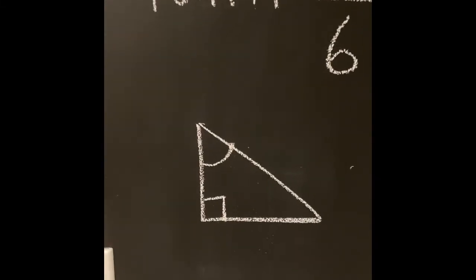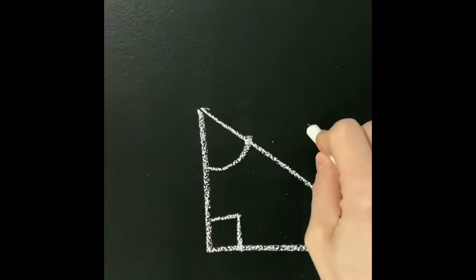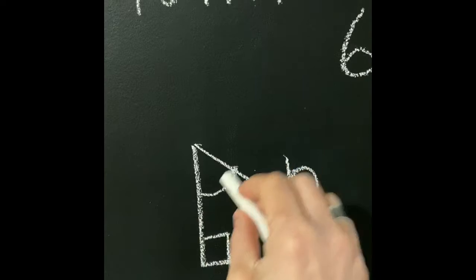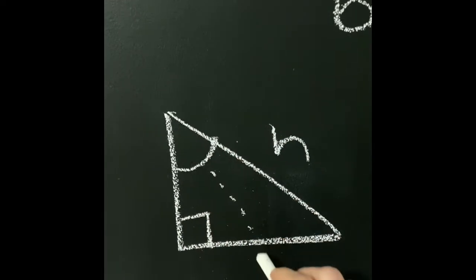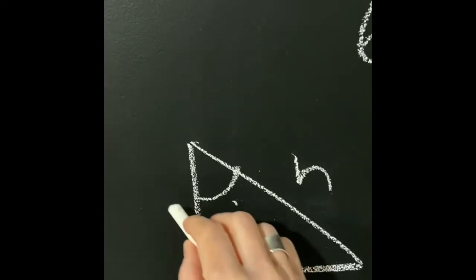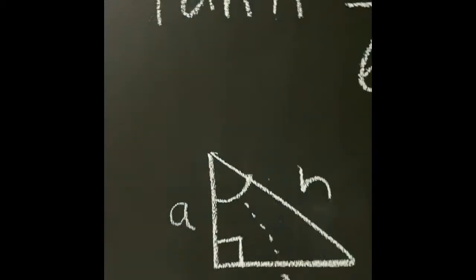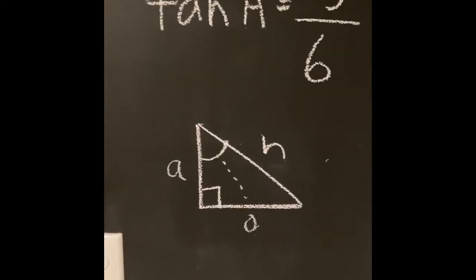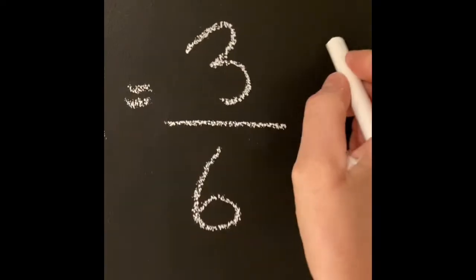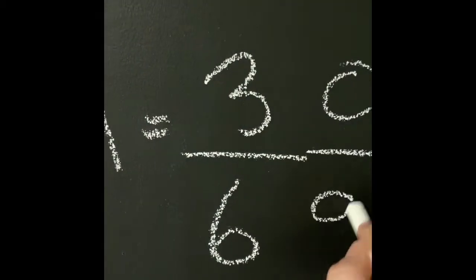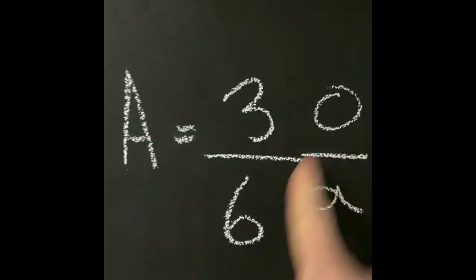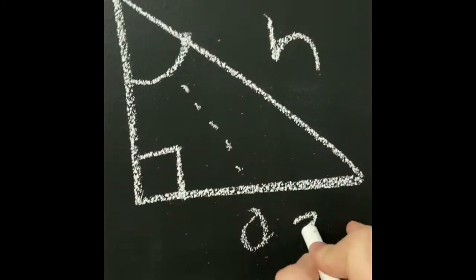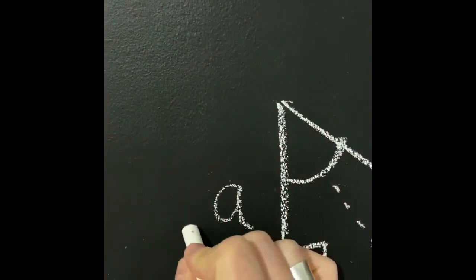If this is my reference angle, it's going to change where my O and my A are located. So first of all, I'm going to put my H in. My H is always in the same place, the hypotenuse. Okay, if this is the reference angle, this is going to be the O, and this is going to be the A. Let's not forget that the rule says that the tan ratio or tan fraction is O over A. That means the 3 is the O and the 6 is the A.